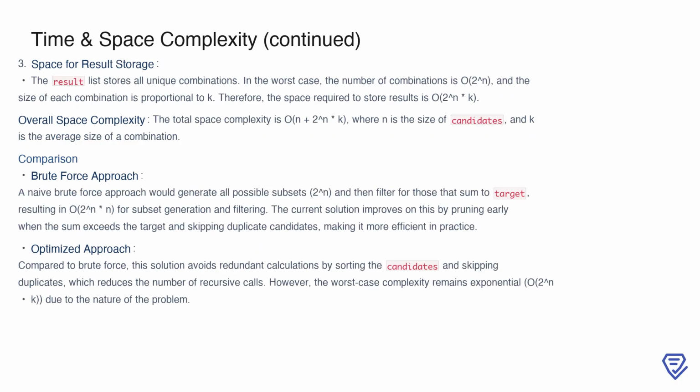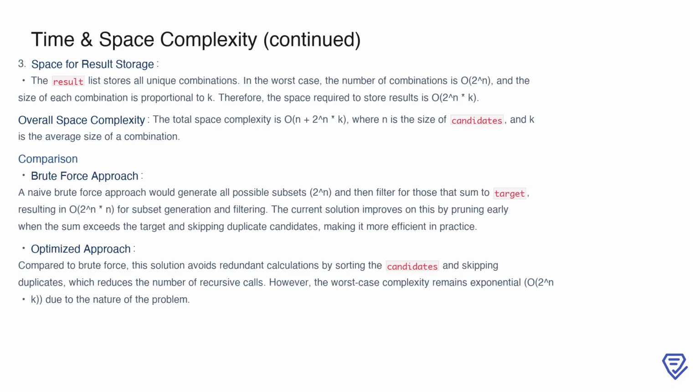Turning to space complexity, let's first consider the auxiliary space used by the recursion stack. The maximum depth of the recursion corresponds to the number of elements in the candidates array, so this requires n space in the worst case. Additionally, sorting the candidates array may require n extra space, depending on the sorting algorithm used in Python.